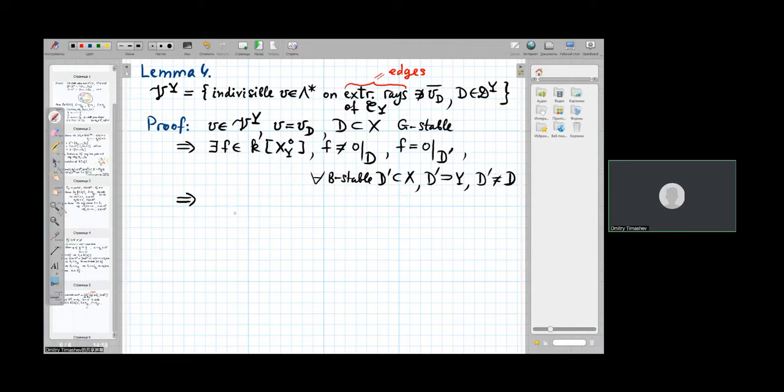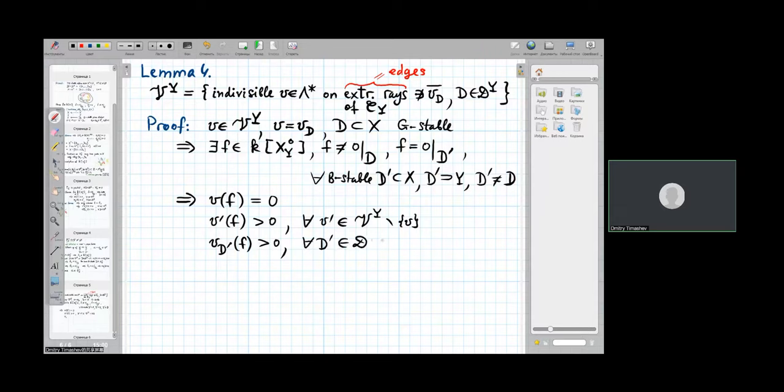Okay. So in the language of valuations, what was written in the previous two lines means that the value of V at F is zero, because F has not zero along D. Then the valuation takes the zero value. The vanishing order is zero. But the value of V prime at F is positive for any V prime in V gamma minus V. And the vanishing order along all D prime, which is a color containing Y, so I don't need a bar here, the vanishing order of F along all of these D primes is also positive for any D prime in the set of colors containing Y.